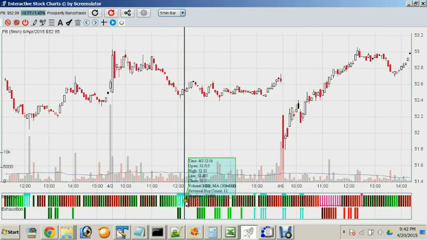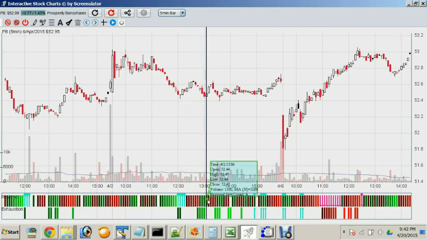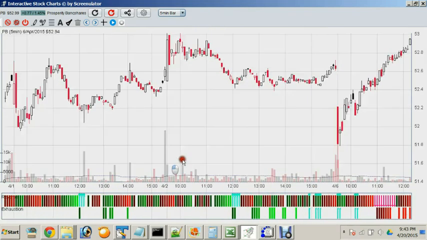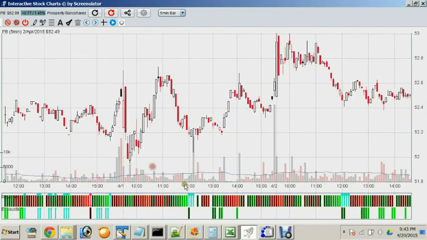O'clock buy. This is flat, but at least you have no losses here.